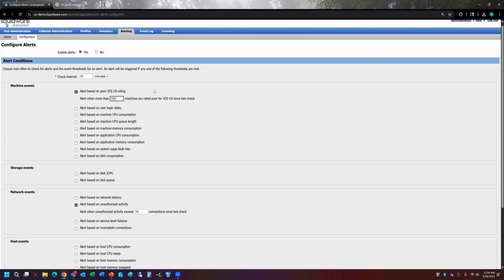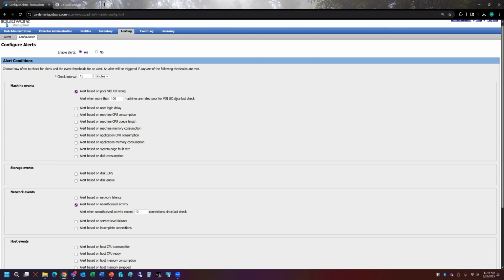Now, wait a second. This says rated poor for VDI UX, and the profile keeps mentioning VDI UX. Is this a purely VDI play? Absolutely not. This works equally well on VDI as it does on physical and cloud. So the fact that it was geared for VDI during its inception has no bearing on how we use it now whatsoever. In fact, it doesn't matter what you use it on, it's going to be equally effective at providing you detail on what's going to go wrong before it does.